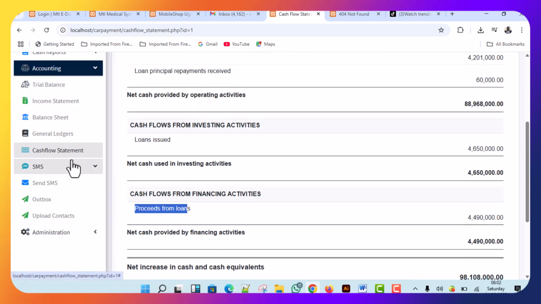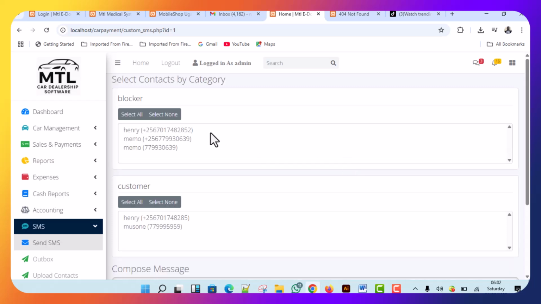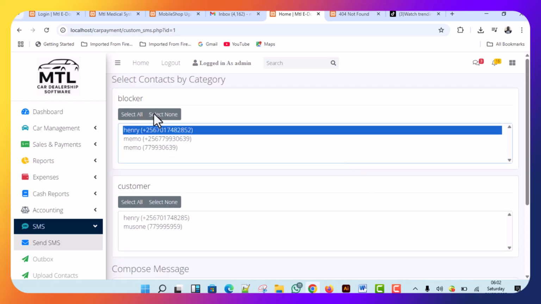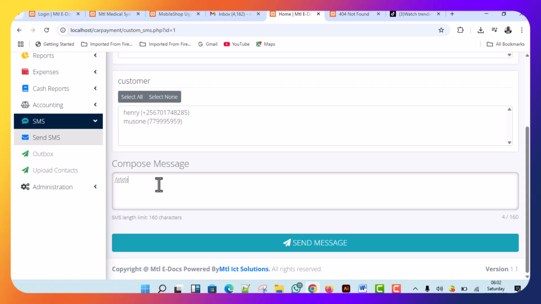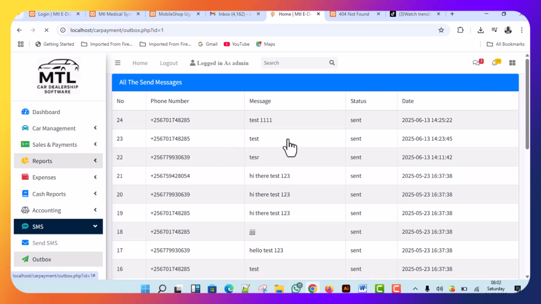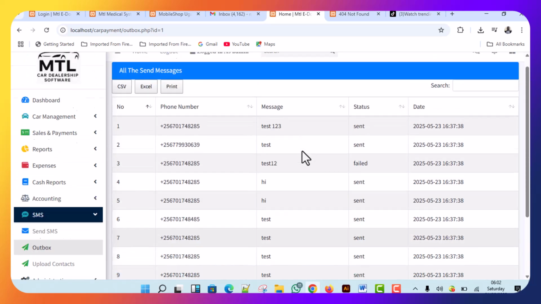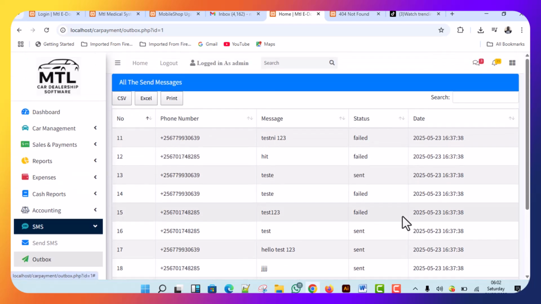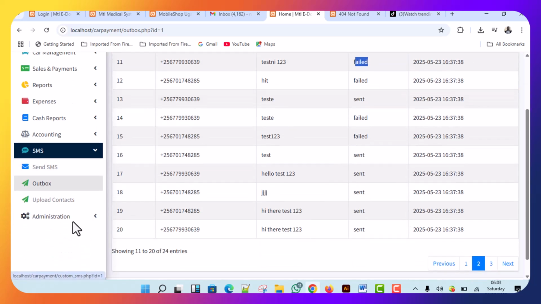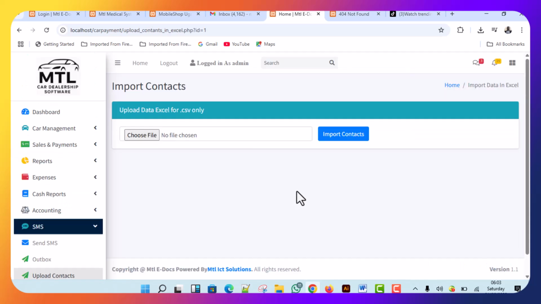So this system can also send bulk SMS or notifications. You can select these brokers. In case you want to send a message to brokers, you select the brokers, come here and type the message, then we send the message to the brokers. Then we have the outbox. You see how messages are moving out, at what time you sent a message, who received it, with status, did it go or did it fail. You can also upload contacts in Excel.